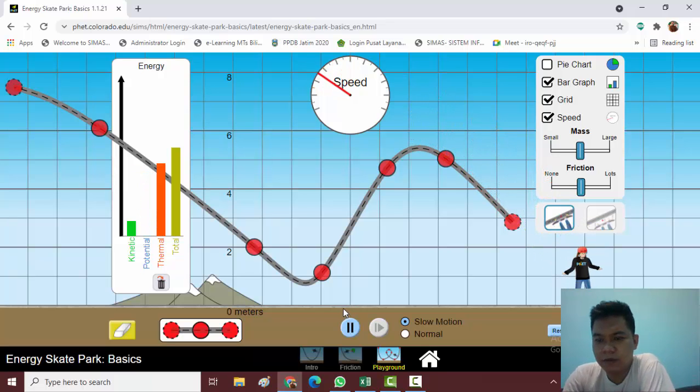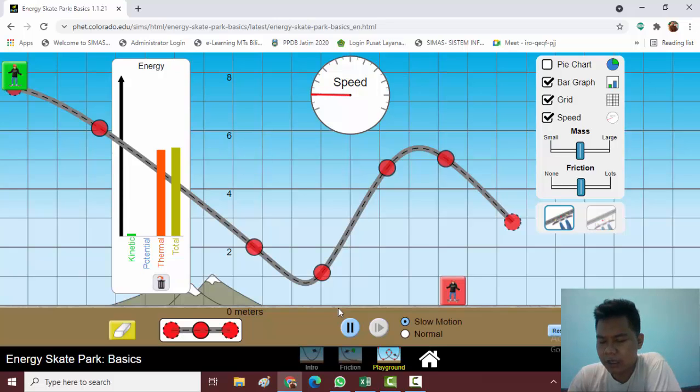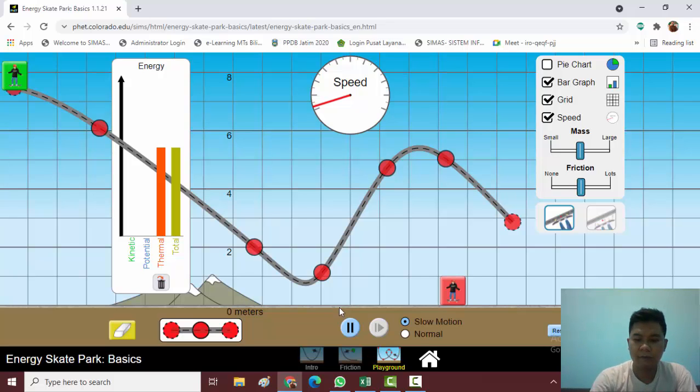From this animation, we can learn more about the conversion of energy from potential energy to kinetic energy, and the constant energy is the mechanical energy, because mechanical energy is the same as the total of kinetic energy plus potential energy. Okay, I think that is enough.